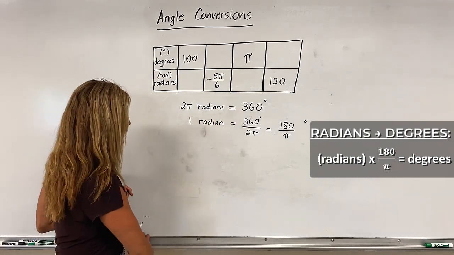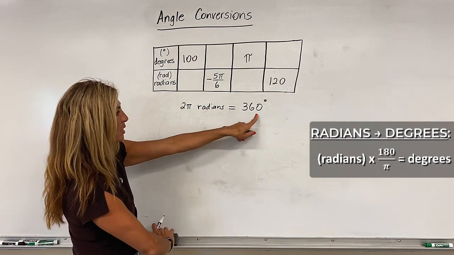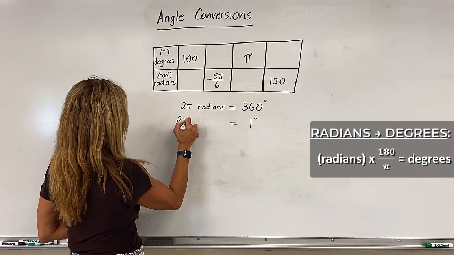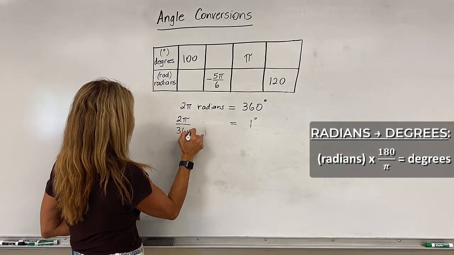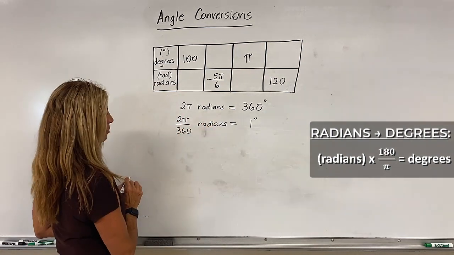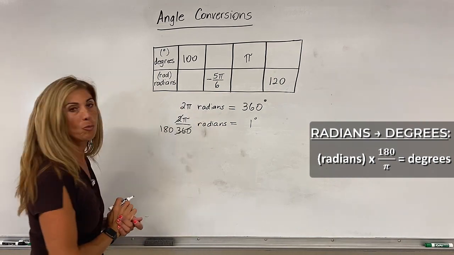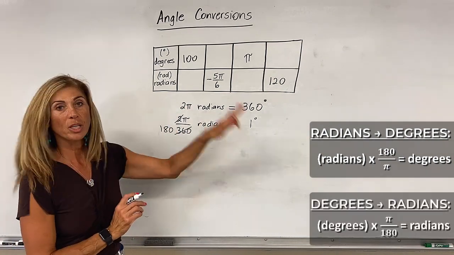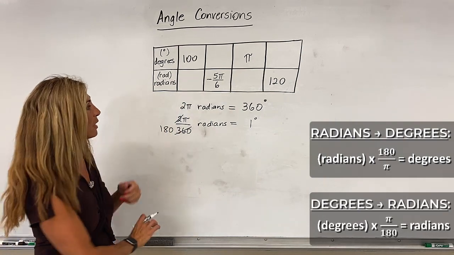Similarly, looking at our initial setup, if 360 degrees is 2 pi radians, then 1 degree is 2 pi divided by 360 radians, which simplifies to pi over 180. So 1 degree is pi over 180 radians. We're going to use this information to complete this table.